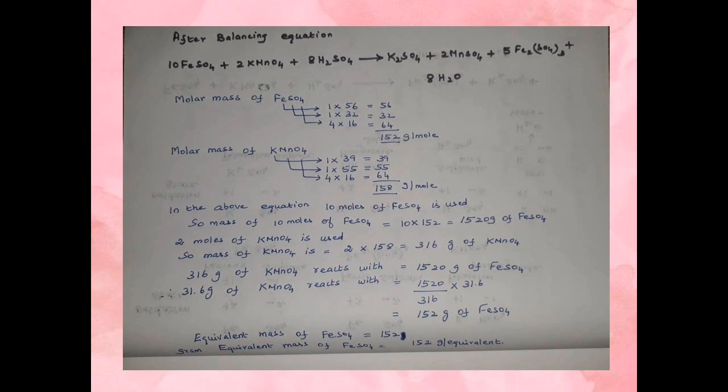In the mole concept we require a balanced equation, but in the gram equivalent concept we do not require any balanced equation. We just know the equivalent mass. For example, the KMnO4 equivalent mass is 31.6, so 31.6 gram of KMnO4 reacts with 152 gram of ferrous sulfate, and that 152 is the gram equivalent mass of ferrous sulfate. So from the equivalent mass we never use the balanced equation.